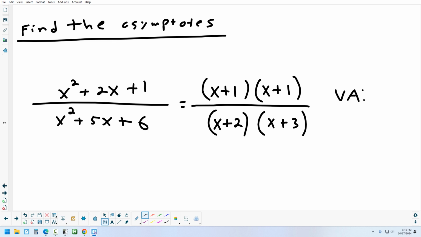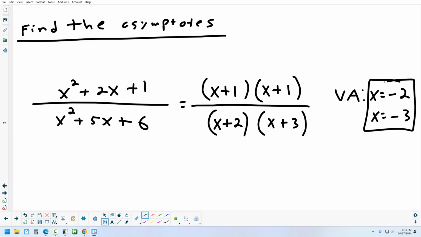What could you plug in to make the bottom 0? -2 and -3. And how do you write those as equations? Is it a coordinate? No, it's an equation. So I'm looking for something with an equal sign. Y equals, no, X, sorry. Yeah, X is vertical. X equals, X equals. So those are your verticals.